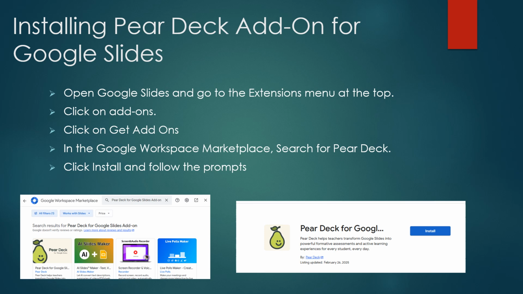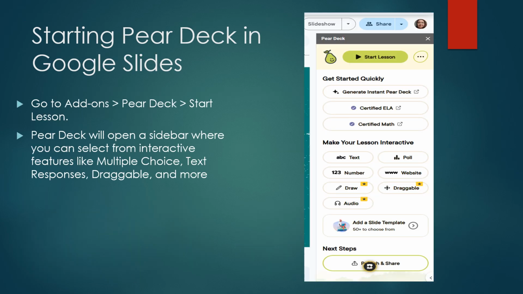First, you'll open Google Slides. Then, click on the Add-ons menu at the top and select Get Add-ons. In the Google Workspace Marketplace, search for Pear Deck. Click Install and follow the prompts to finish the installation.